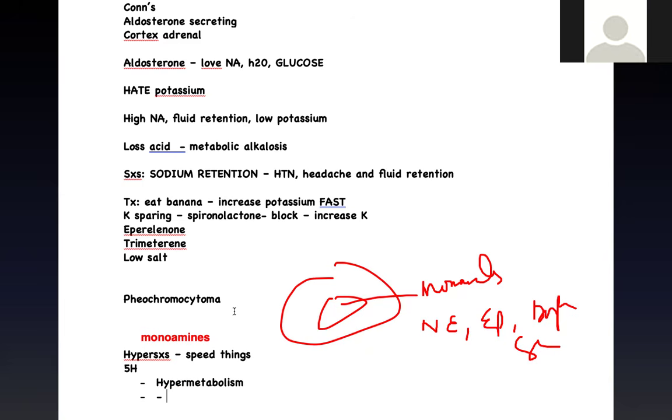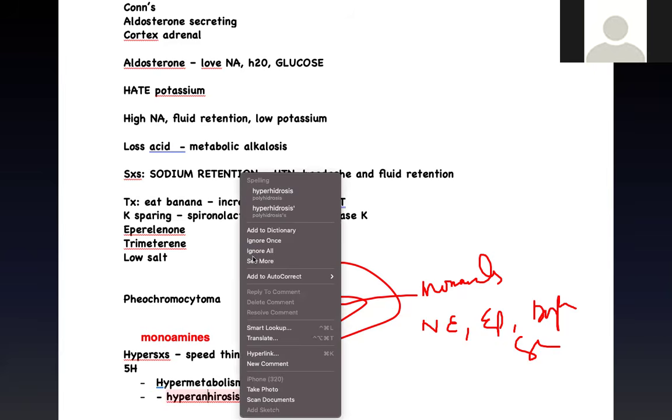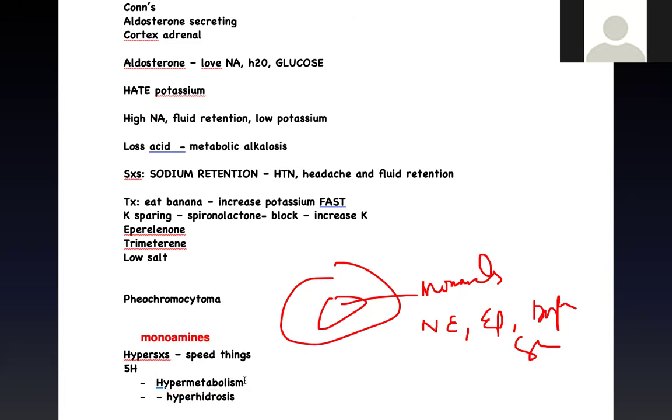If you have hypermetabolism, you're going to sweat. So hyperhidrosis, they're sweaty, right? Therefore, what? If you increase your metabolism, that means you need some glucose to be able to do that. So they have hyperglycemia.